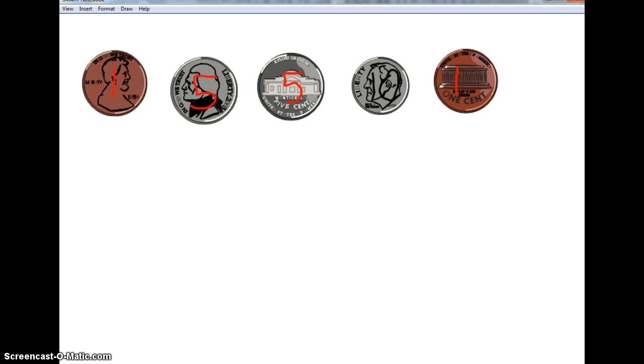Now I can go back and do some counting. 10, switch gears, 15, 20, switch gears, 21, 22. 22 cents. Now, a good strategy to use when I'm counting money that's all mixed up is to cross it off once I've counted it. So if I went back and used this new strategy and started with the dimes, I could count 10, 15, 20, 21, 22. 22 cents.